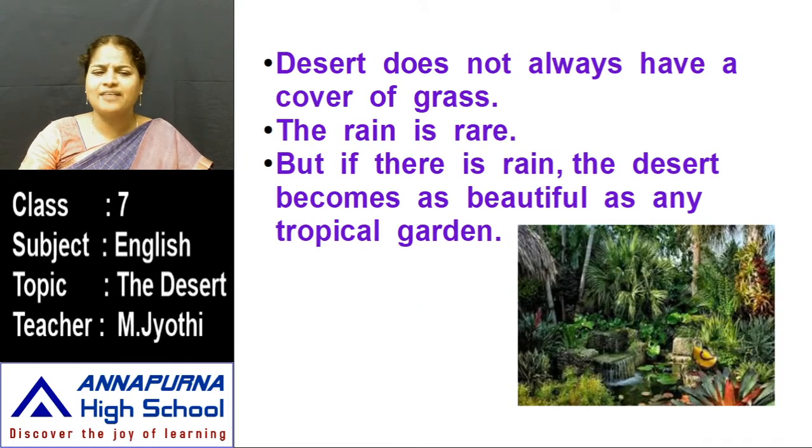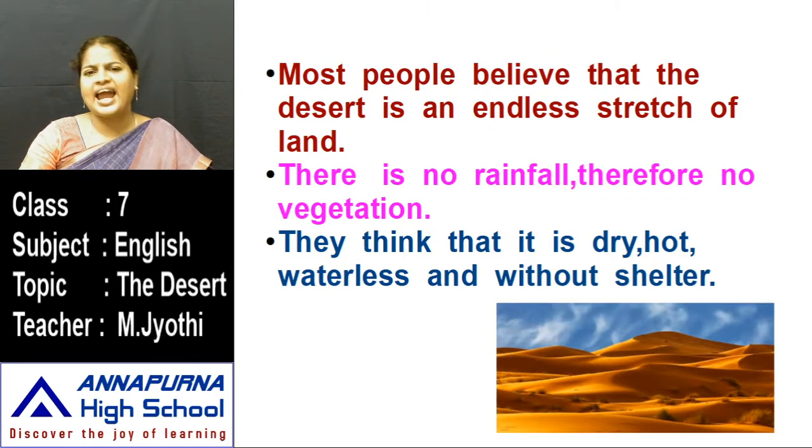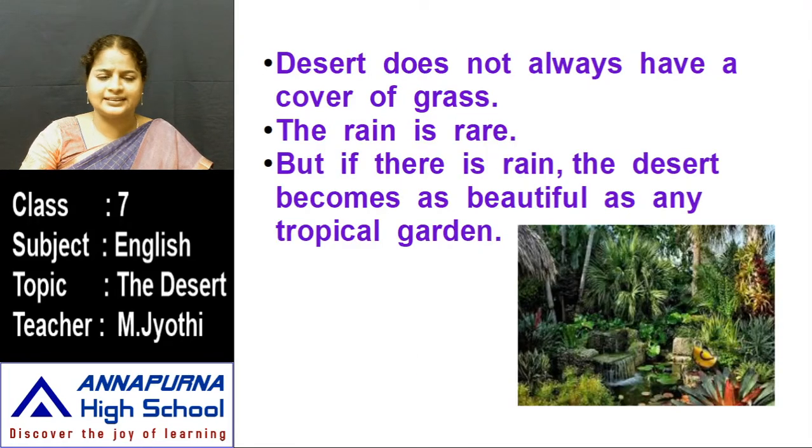Desert does not always have a cover of grass. We know that. In the deserts we don't see a cover of grass. What will always be there in the desert? Sand, full of sand. There will not be a cover of grass. The rain is also rare. Yes, rarely we can see rain.